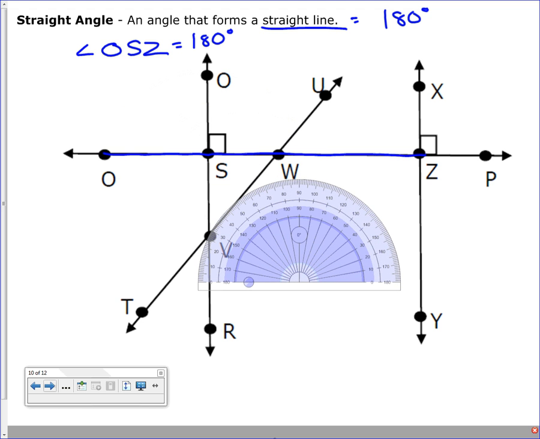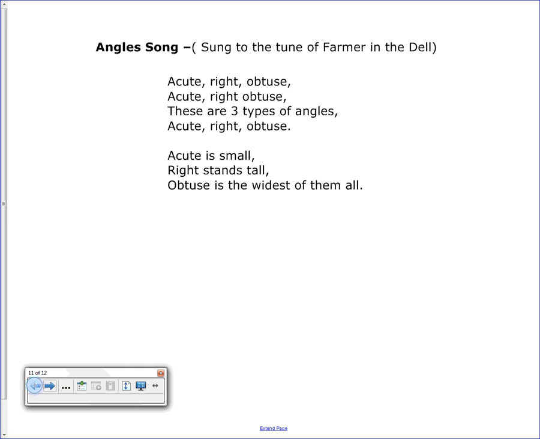So those are our three types of angles. We have the angle song. Acute, right, obtuse. Acute, right, obtuse. These are the types of angles. Acute, right, obtuse. Acute is small. Right stands tall. Obtuse is the widest of them all.